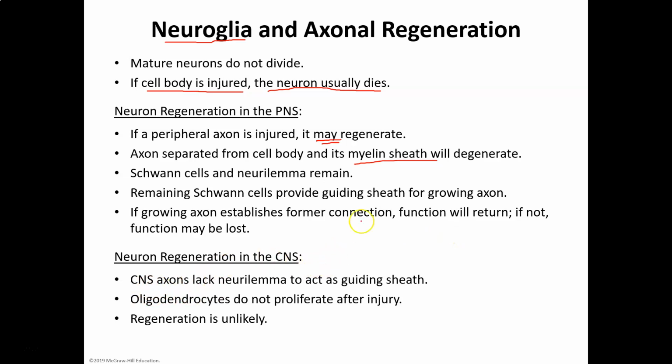Now, that's the peripheral nervous system. In the central nervous system, things are a little sketchier. The CNS axons lack a neurolemma, so they have a different kind of outer membrane.